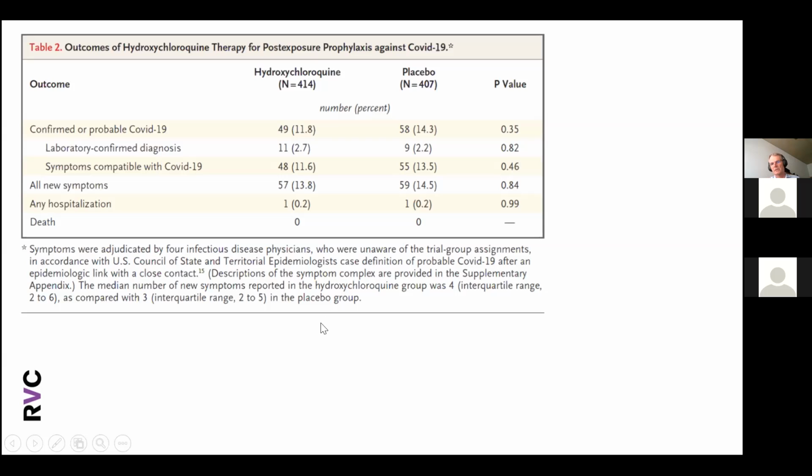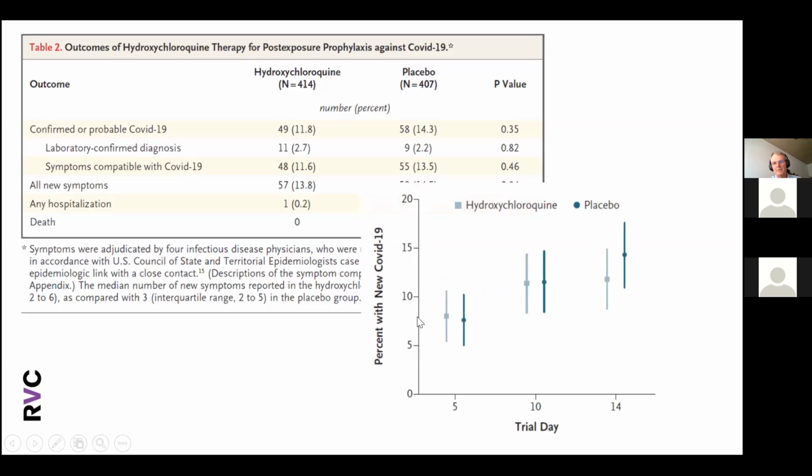You can't actually conclude that the drug doesn't work until you did a study on a much larger population of patients. They had 800 patients in their study. And they showed that in another way, which is the percent of patients with COVID-19 on different days of the study. So day 5, day 10, day 14, it didn't differ significantly between groups. So again, unfortunately, it doesn't seem that hydroxychloroquine has a good effect.